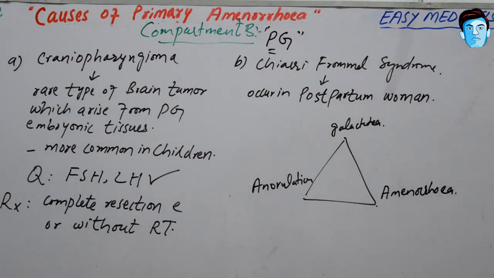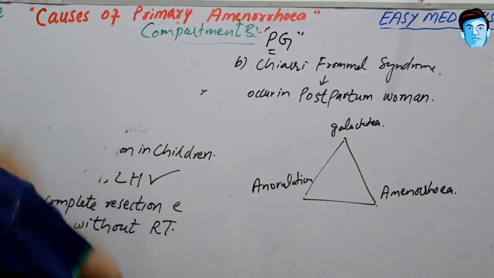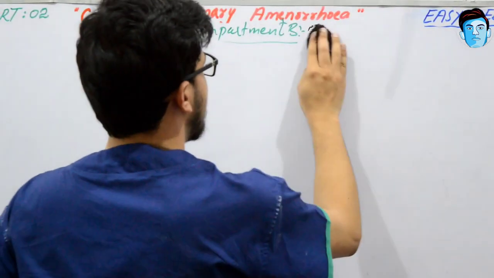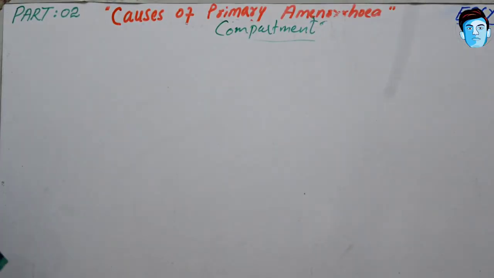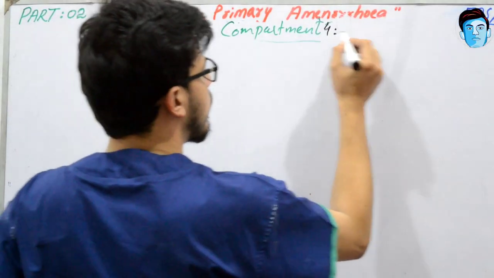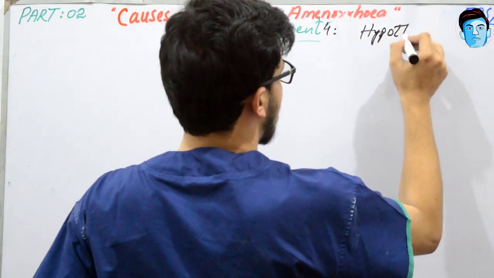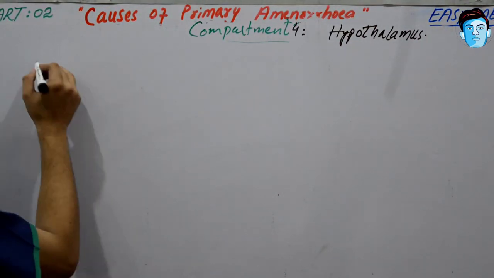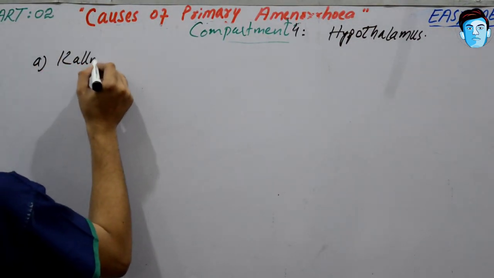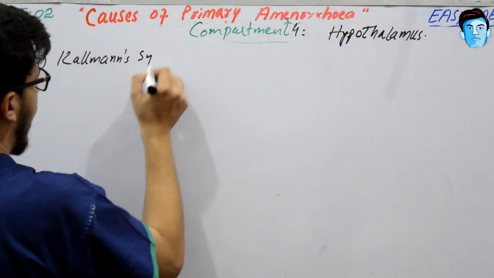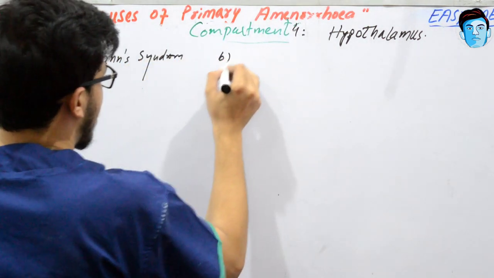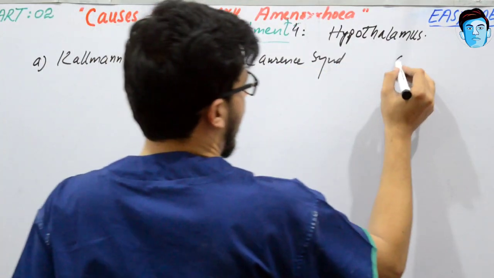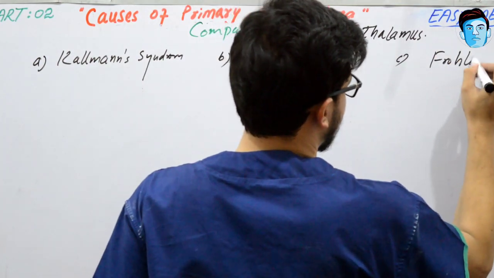Now let's discuss compartment 4. Compartment 4 consists of the hypothalamus. So what are the causes of primary amenorrhea which are associated with the hypothalamus? The first one is Kallmann syndrome. And the others are Laurence syndrome and Frohlich syndrome.